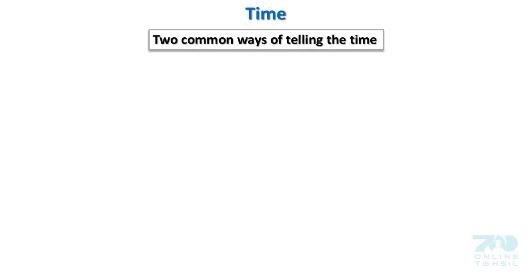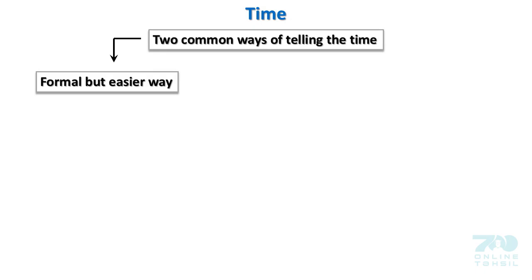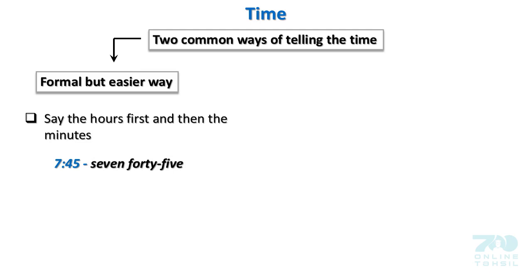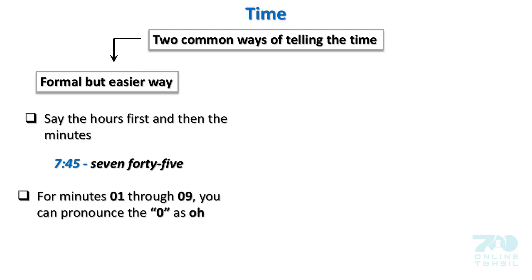What's the time in English? Explanation. There are two common ways of telling the time. Formal but easier way: say the hours first and then the minutes. Example, 7:45. For minutes 01 through 09, you can pronounce the zero as O. Example, 11:06.